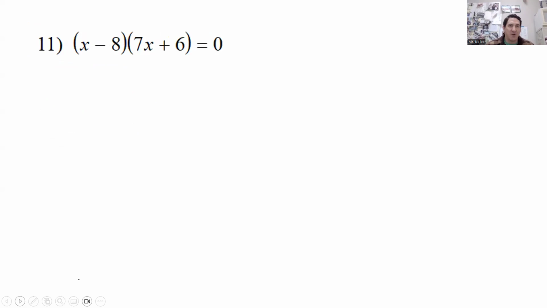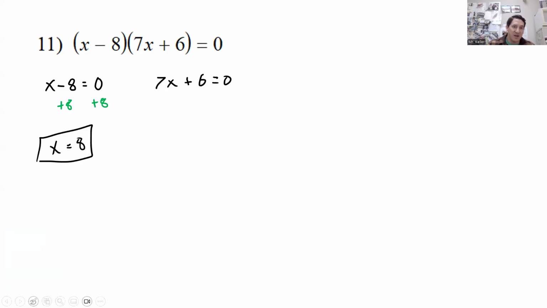Here, we're going to skip that one. Just here, even though there's a 7 here, we do it the same way. You are going to split the factors, set them each equal to 0, and then solve them individually. So this one over here, I'm going to add 8 to both sides. And you get x is equal to a positive 8.